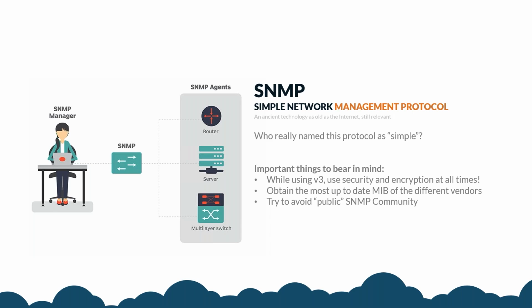So SNMP is a bit complex. It's really old, so you can find a lot of documentation and a lot of old plugins around SNMP. Important things to bear in mind in case you still need to use SNMP, in this case for VMware or for anything else: please use version 3 of the protocol, not version 1, which is really insecure. Obtain the most up-to-date MIBs from the different vendors and try to avoid the public SNMP community. So these are just really simple best practices.